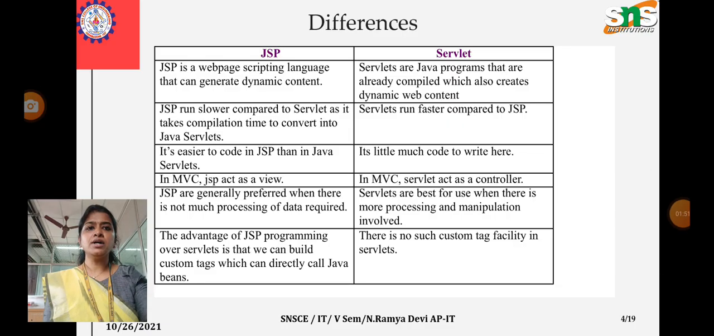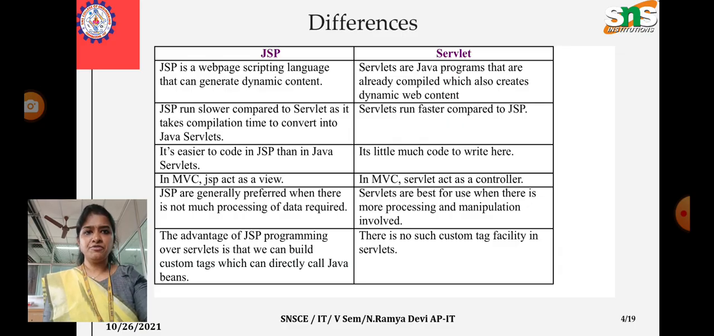JSP runs slower compared to servlet as it takes compilation time to convert into Java servlets. Servlets run faster compared to JSP. It's easier to code in JSP than in Java servlets. It's a little more code to write in servlets. In MVC, JSP acts as a view. In MVC, servlet acts as a controller.